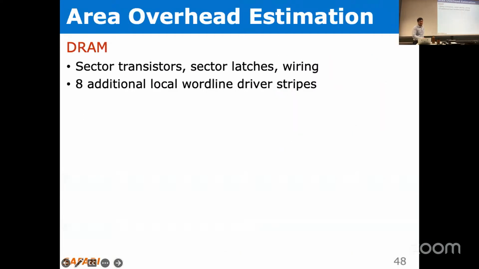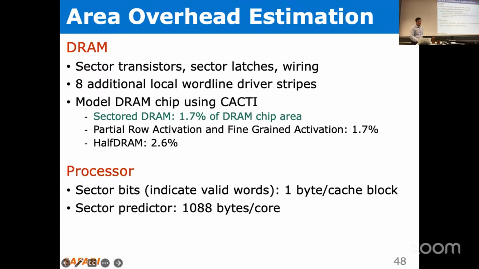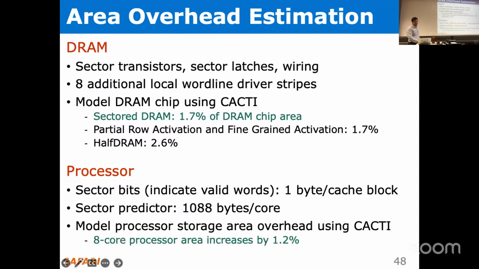We estimate sector DRAM's processor and DRAM area overheads. I'll summarize these. We find that sector DRAM's DRAM components take up 1.7% of the DRAM chip's area, and the sector caches and the predictor take up 1.2% of an 8-core processor's area. We have more details in the paper.